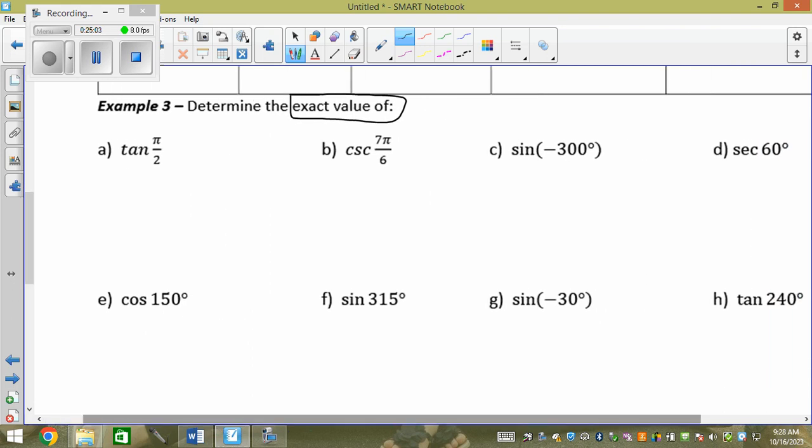Tan of pi over 2. Can I pull tan right off my unit circle immediately? Can I go there and say it's a half? No. What do I have to do? Tan is what over what? Sine pi over 2, divided by cos pi over 2. Okay, what's the y at pi over 2?